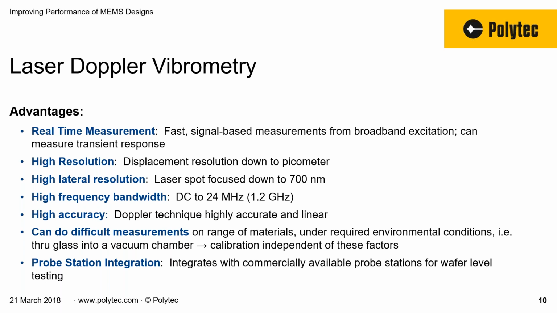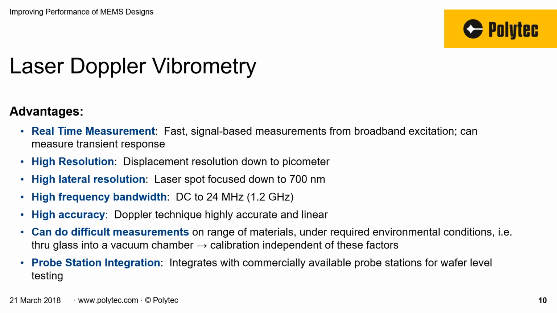And then we can also measure down to picometer resolution. A picometer is 10 to the minus 12 meters. It's 1/1000th of a nanometer. It's very high displacement resolution, so we can measure both real-time and the smallest of vibrations, which is a very unique capability. We have high spatial resolution, as I talked about, down to 0.7 microns.